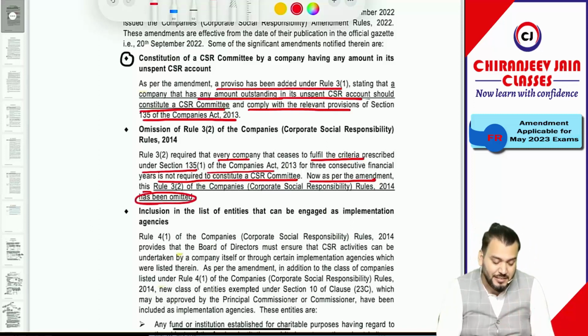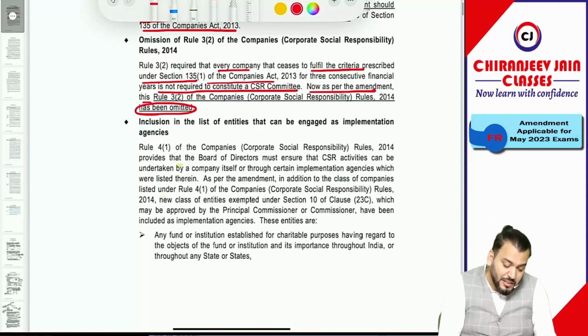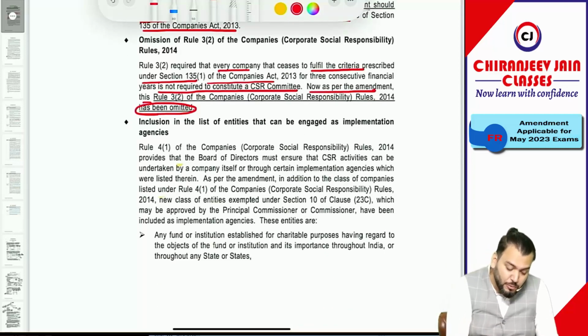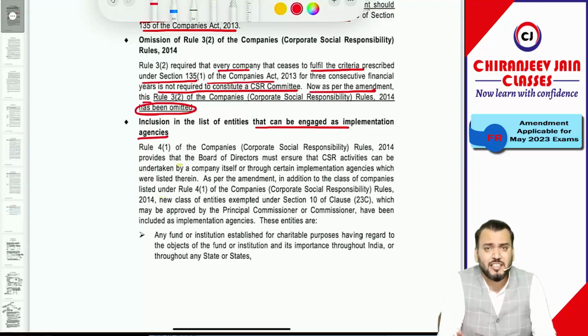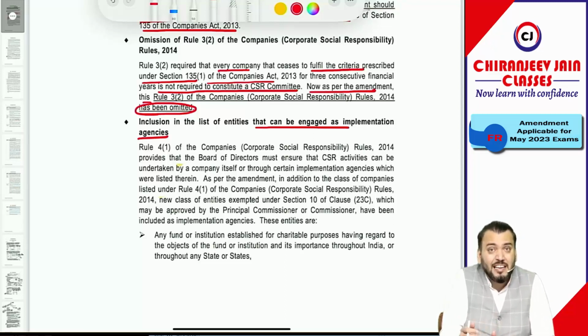Understood? Correct? Yes sir. So this point was not relevant, therefore we were also not discussing this point in the class. Correct? Understood. Now the next point related to amendment is included in the list of the entities that can be engaged as an implementation agency. Now, whatever CSR activity we need to perform, any company can perform directly by their own, or they can hire an implementation agency which can perform CSR activity on behalf of companies.